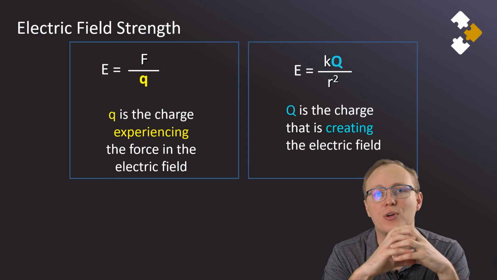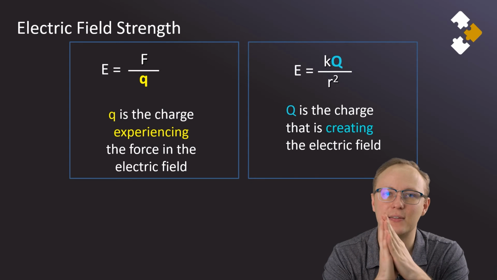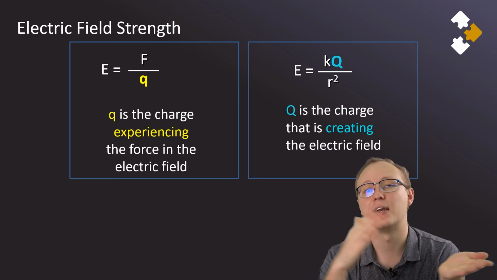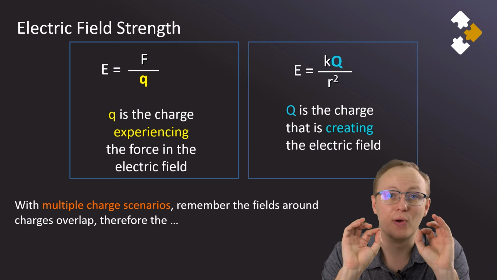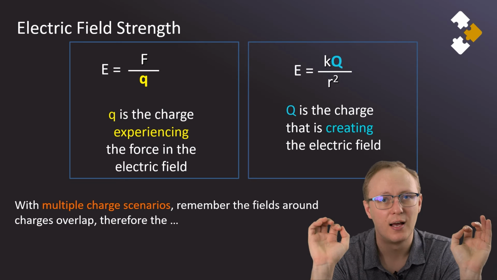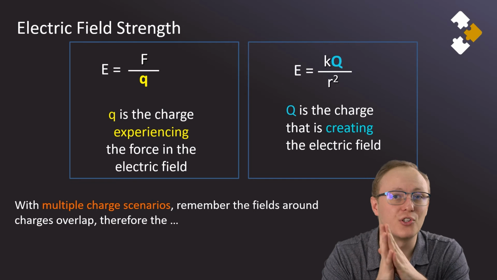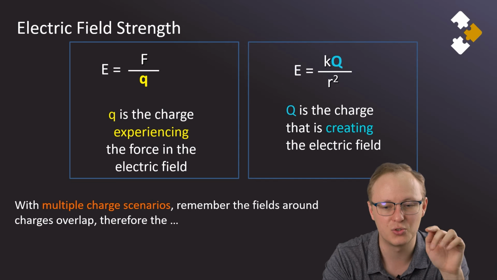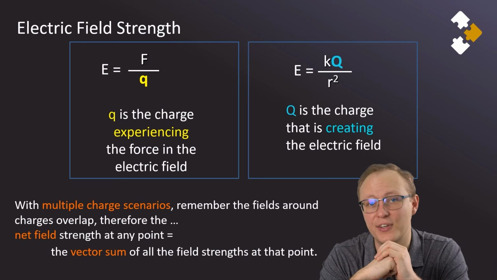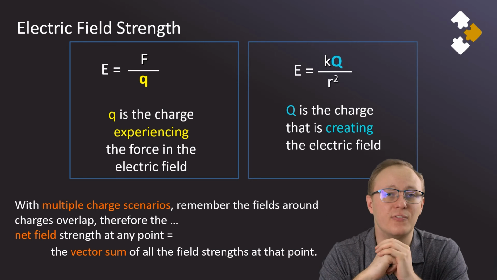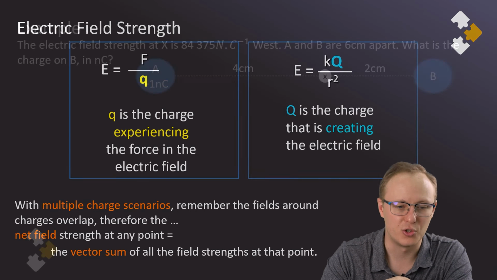So that large Q is going to be the thing that's creating the field, that's to blame. And then the r squared is going to be the distance between the thing that's to blame and the point in the field where we're trying to find the electric field strength. Now, with multiple charge scenarios, like we've had with Coulomb's law up until now, remember, the fields around the charge are going to overlap and interact with each other as we saw, and because these things are vectors, we can find the net field at any point just by adding up the individual vectors, that is the electric field due to the individual charges.